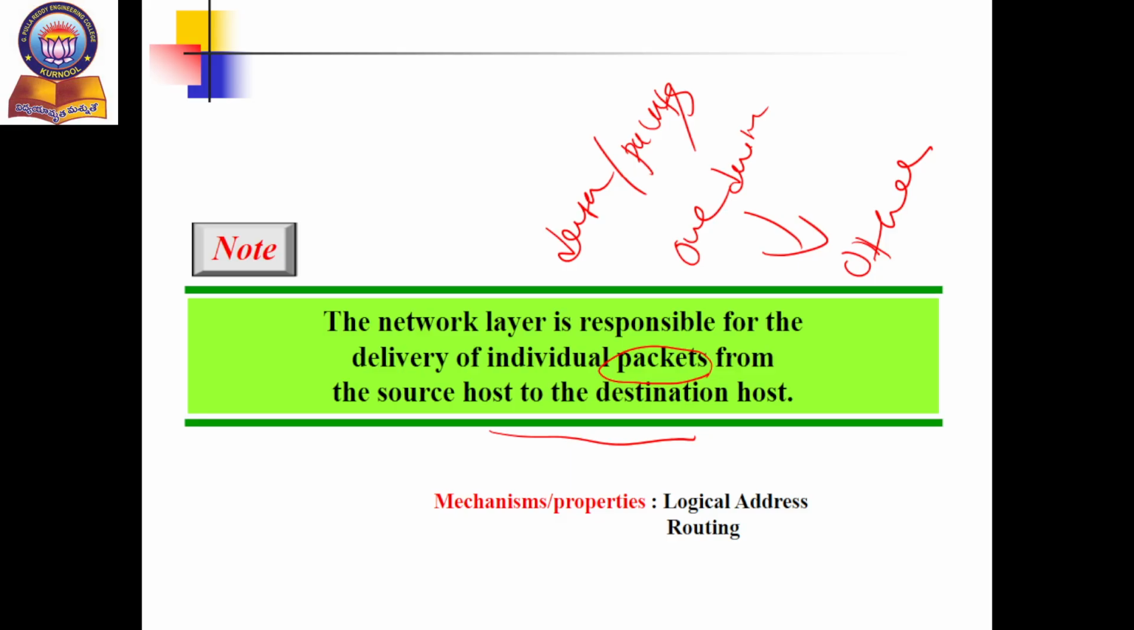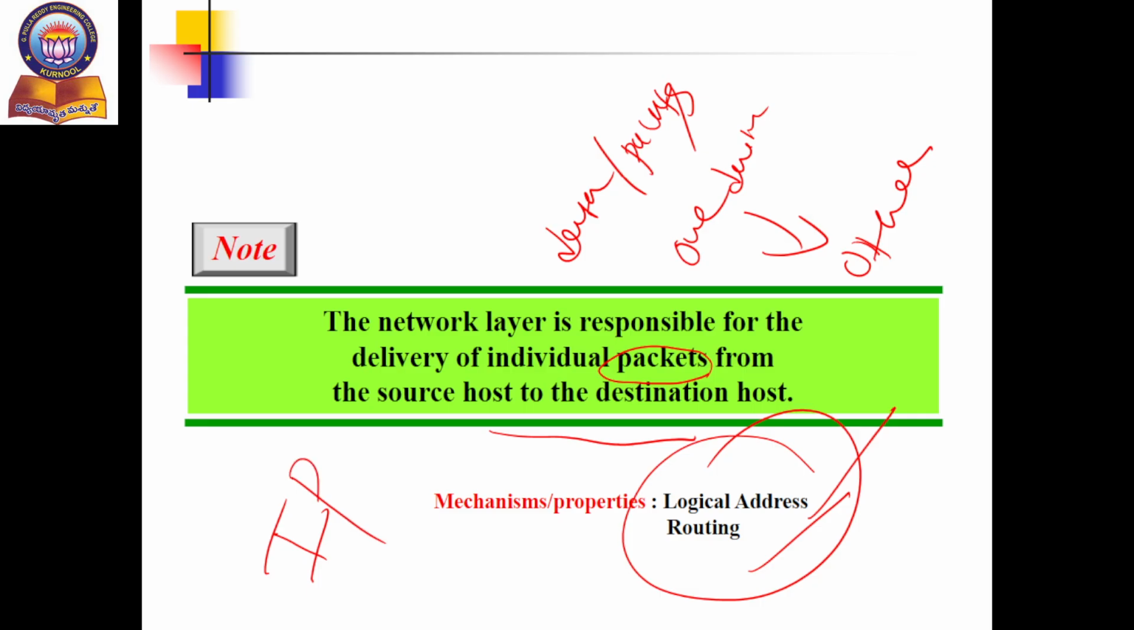The main mechanisms here are logical addressing and routing. What does logical address mean? Logical address means IP address. I think we have heard of the IP address. It is the Internet Protocol. And routing is one of the mechanisms which helps route our data from one device to another device inside the network.